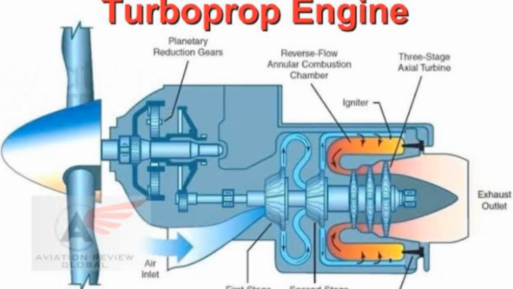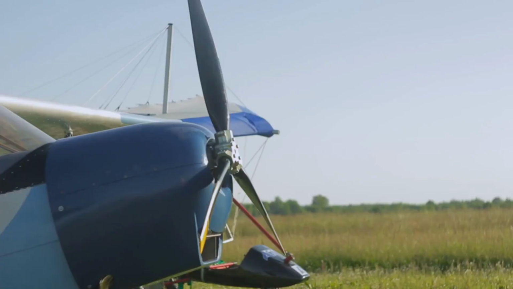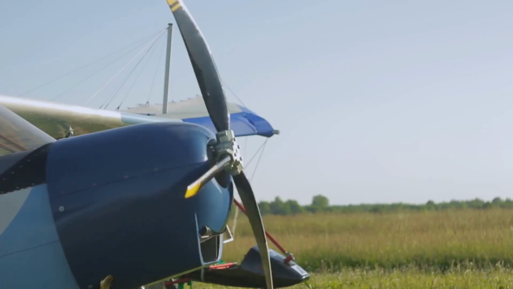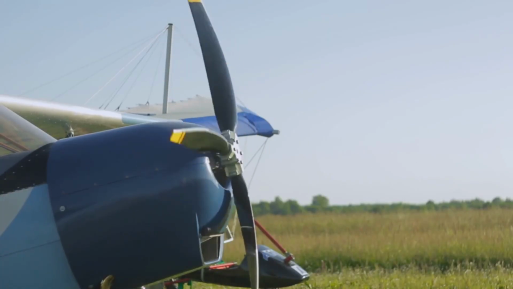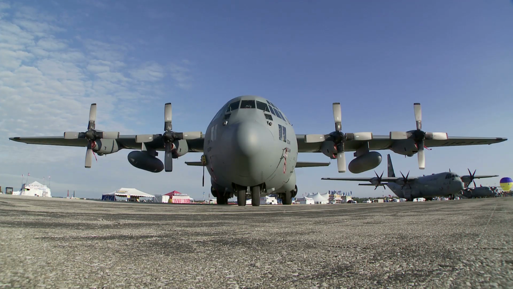A turboprop engine typically consists of the following components. 1. An inlet. The inlet is responsible for directing air into the engine. It is designed to optimize airflow and reduce drag. 2. A compressor. The compressor is a critical component that compresses the air. It is typically a multi-stage axial compressor, which consists of multiple rows of blades that compress the air in stages.